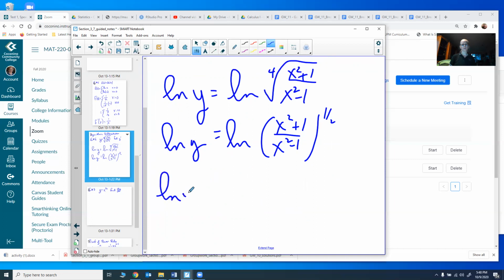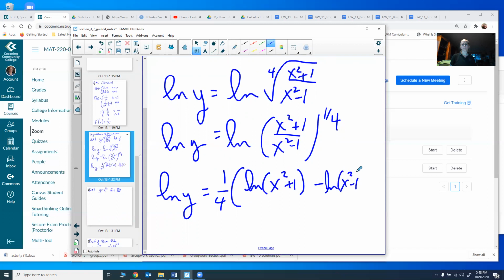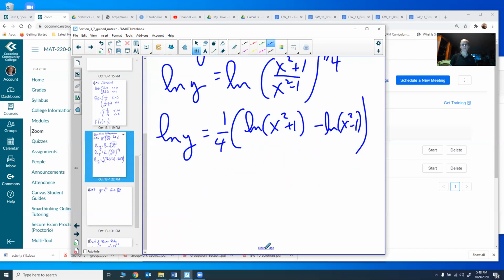So I'll do that in one step. So I'll bring the 1/4 out in front. That was a 1/4 there. I wrote a 1/2 by accident. So bringing the 1/4 out in front, and then I have the natural log of x squared plus 1 minus the natural log of x squared minus 1. Okay. All right. So we now have that. And now we can think about taking the derivative of both sides of the equation. Okay. So we're going to go ahead and do that.